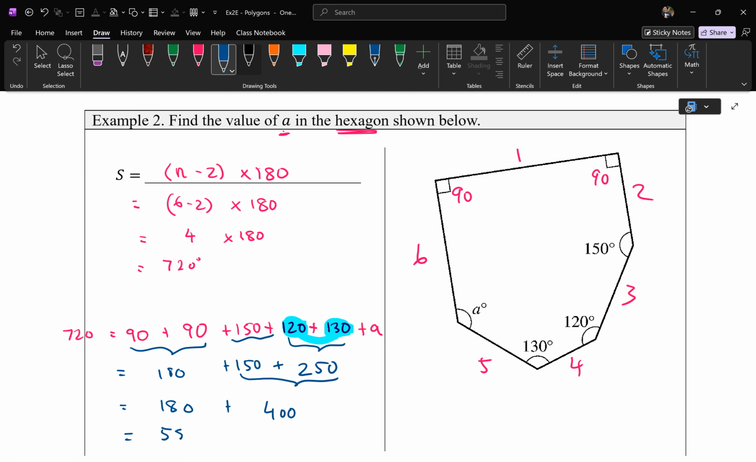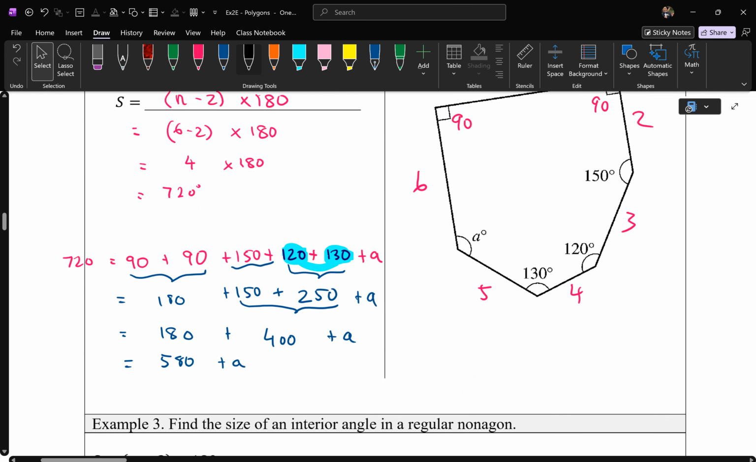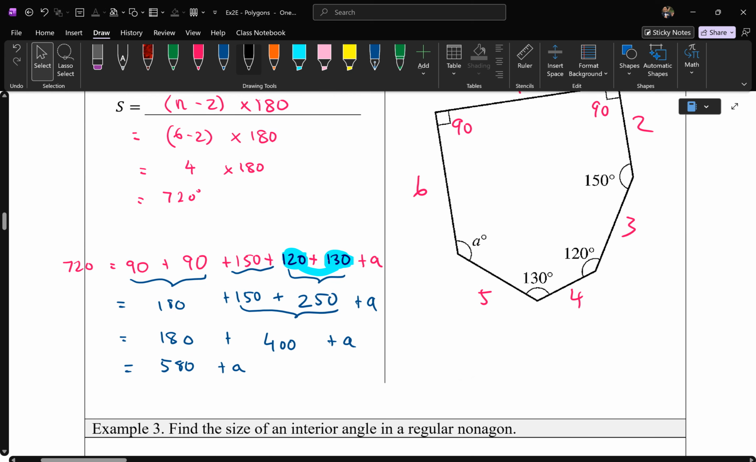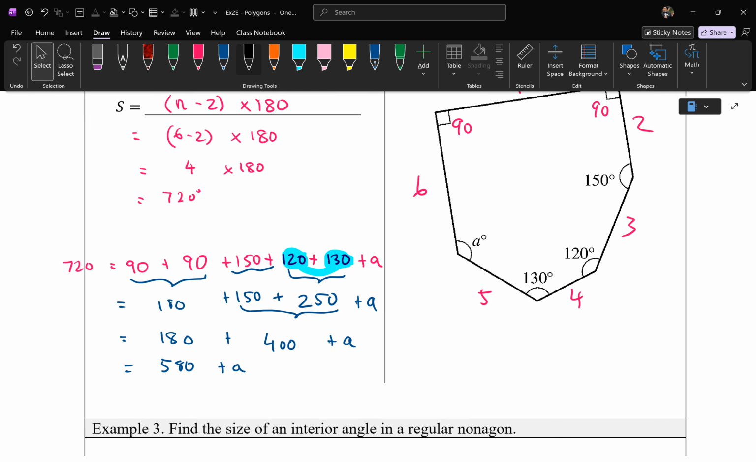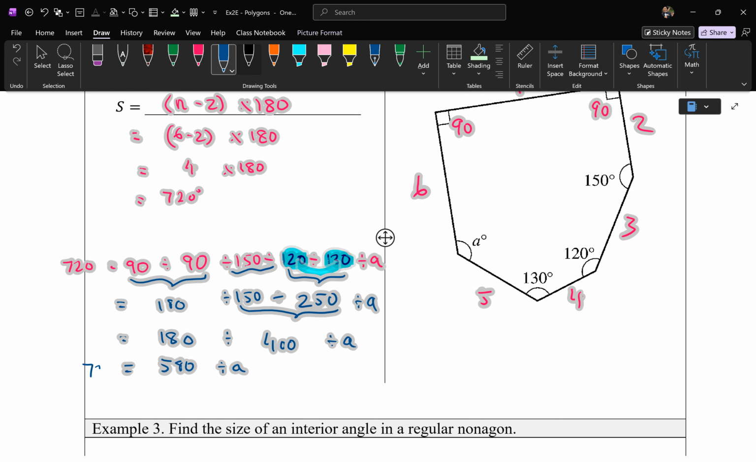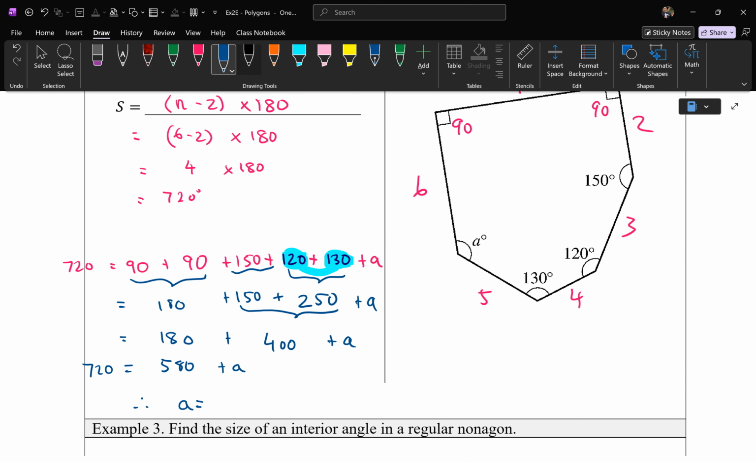580. Very good. So all I'm missing is I just don't know what A is. But A is the missing amount. How much more does A have to be from 580 to make 720? 240. Wait, no. 140. Therefore, A equals 140. If you didn't know how, you could have just done 720 take away 580. Okay? And that's how you get 140 degrees.